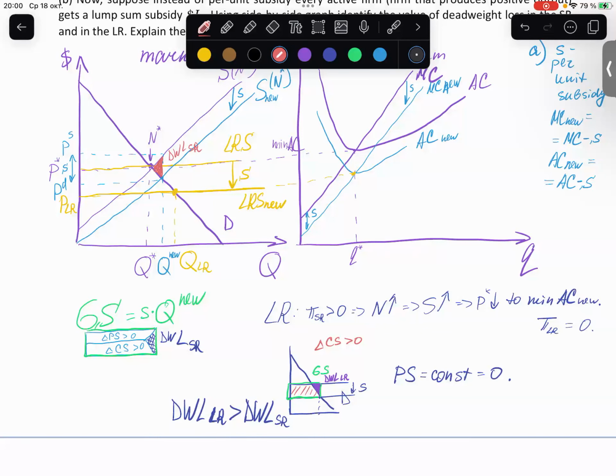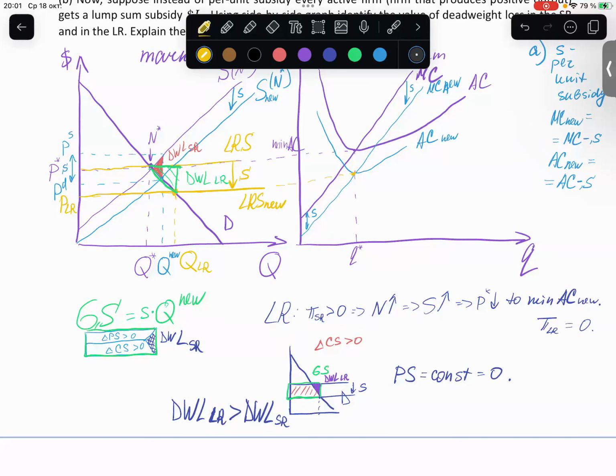And this is the deadweight loss in the long run. And it's bigger. What else can we show? Also, we can show the positive profit in the short run, and now the profit in the long run is equal to zero.